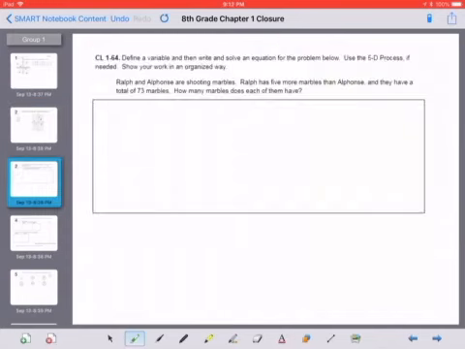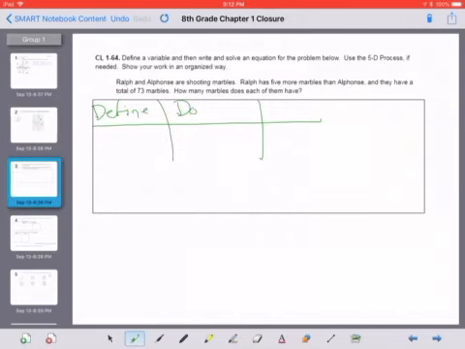Okay. The next problem says to find a variable and then write and solve an equation for the problem. Use the 5D process if needed. Show your work in an organized way. So I like to set up my problem using the 5D process. I think it's an easy way to see the equation, to then solve the equation. So I have my define section, my do, and my decide.